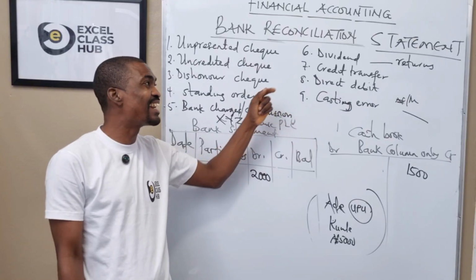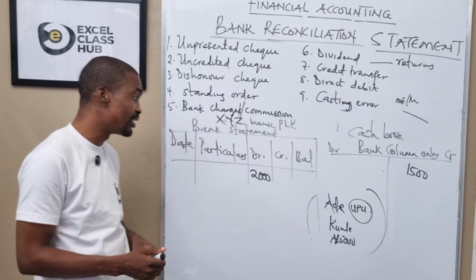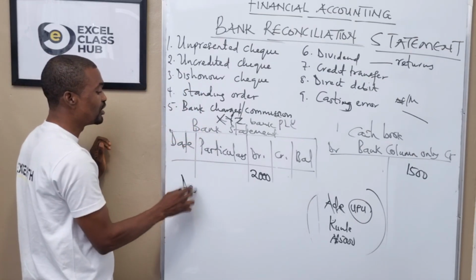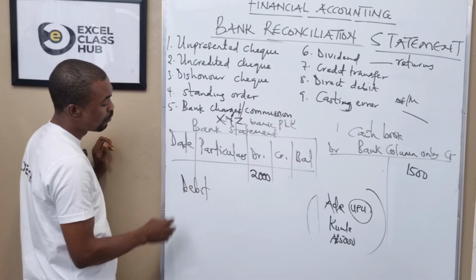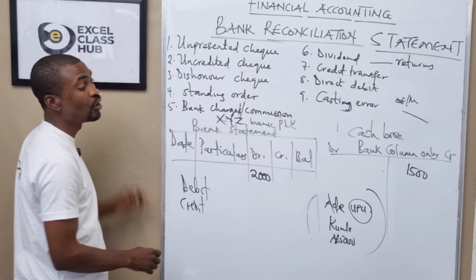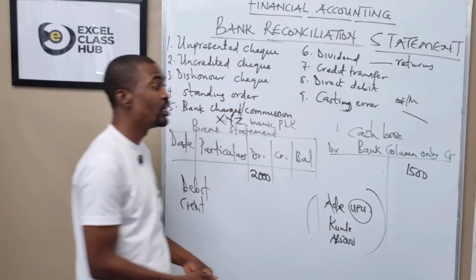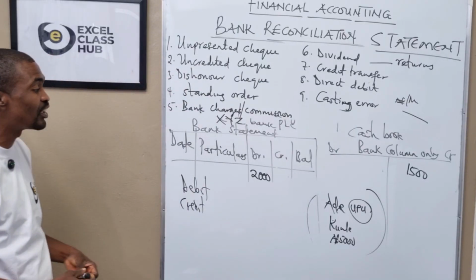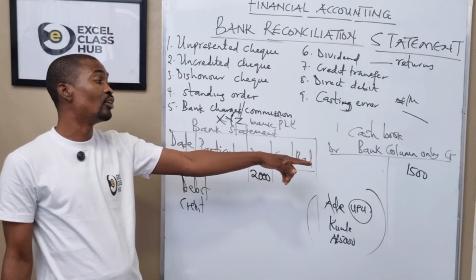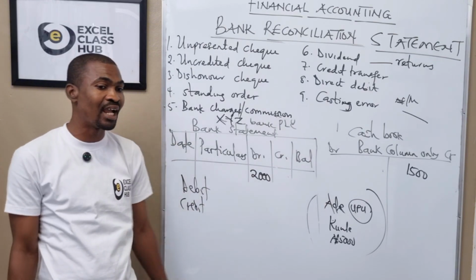Then number 8 is direct debit. When the account of the customer is debited directly. Don't forget that when the bank is making payment on the customer's behalf, they debit the account. But when the bank receives money on behalf of the customer, they credit the account. But in your cash book, when money is coming in, you debit it. And when money is going out, you credit it. So it simply means that the debit side of the bank statement corresponds to the credit side of the cash book, while the credit side of the bank statement corresponds to the debit side of the cash book.